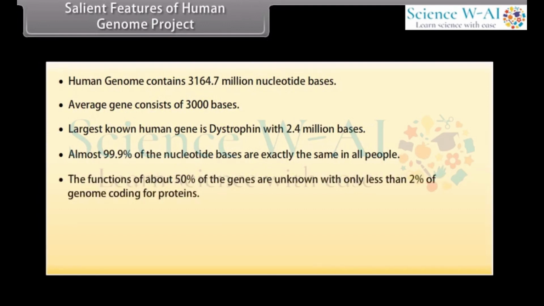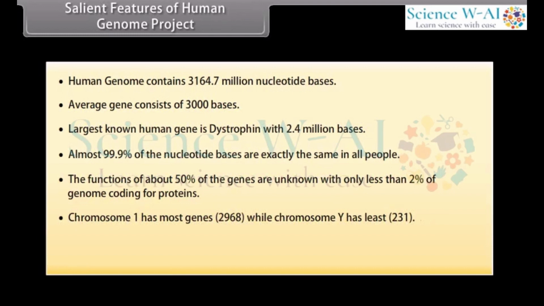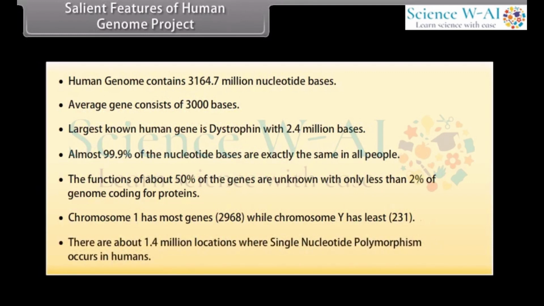The functions of about 50% of the genes are unknown, with only less than 2% of genome coding for proteins. Chromosome 1 has most genes, 2,968, while chromosome Y has least, 231. There are about 1.4 million locations where single nucleotide polymorphism occurs in humans.